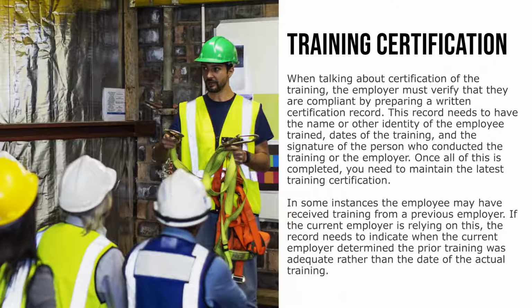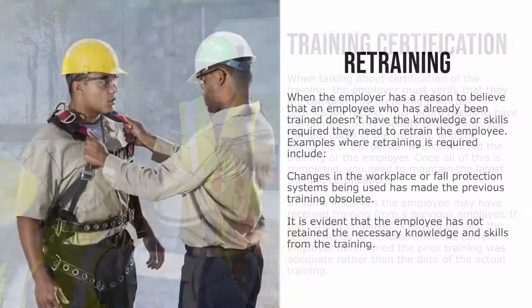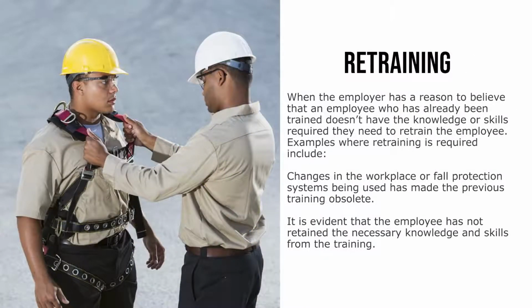In some instances, the employee may have received training from a previous employer. If the current employer is relying on this, the record needs to indicate when the current employer determined the prior training was adequate rather than the date of the actual training. When the employer has a reason to believe that an employee who has already been trained doesn't have the knowledge or skills required, they need to retrain the employee.